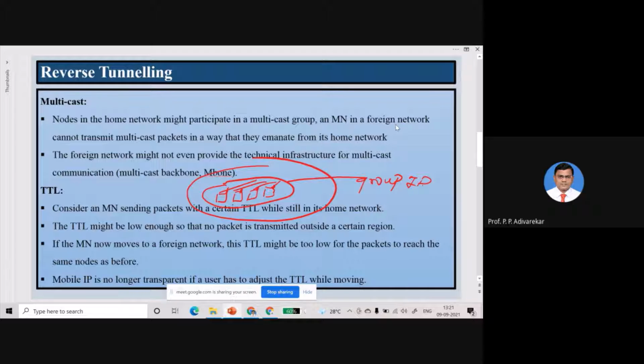Okay, so now when a node is a part of such a multicast group, an MN in a foreign network cannot be a part of such a multicast group. Now if there is a group which is formed in the home network, suppose, in a particular home network a multicast group is available.